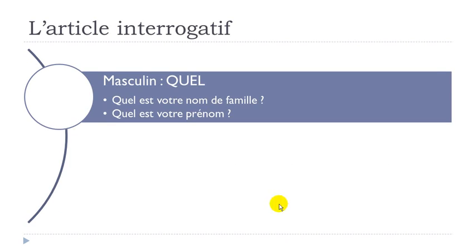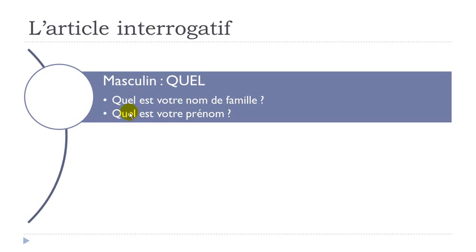So l'article interrogatif, here you get the masculine form and it's quel. Quel means what. So that's what you'll use when you want to ask a question with what. You've got a good example here. Quel est votre nom de famille? What is your, so the polite form of your, nom de famille, family name, last name. Quel est votre nom de famille? What is your last name?